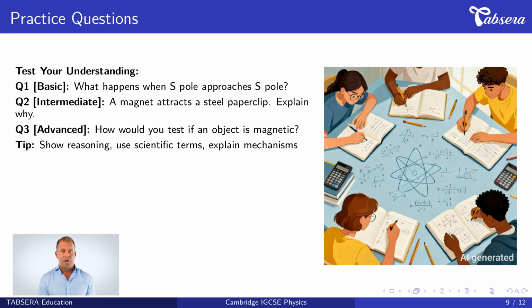Now practice what you've learned with these 3 questions. Question 1 is basic level. It asks, what happens when S pole approaches S pole? Consider the fundamental rule about poles and predict the force type.